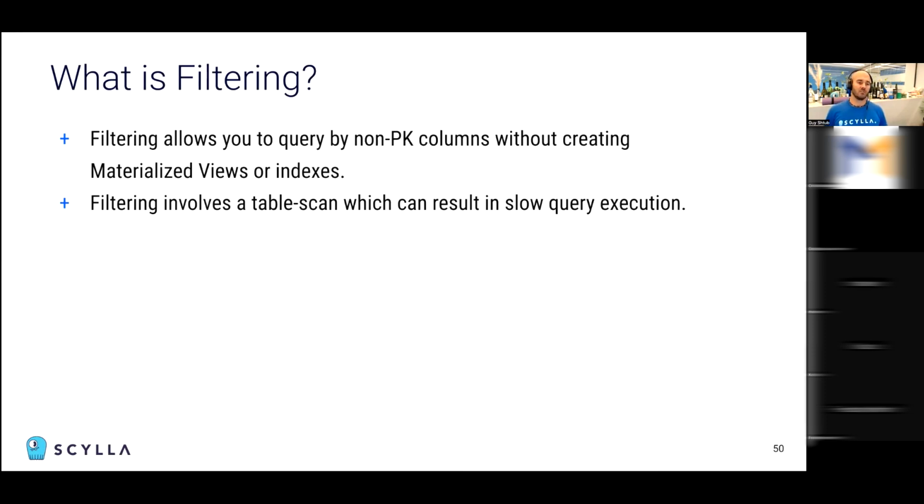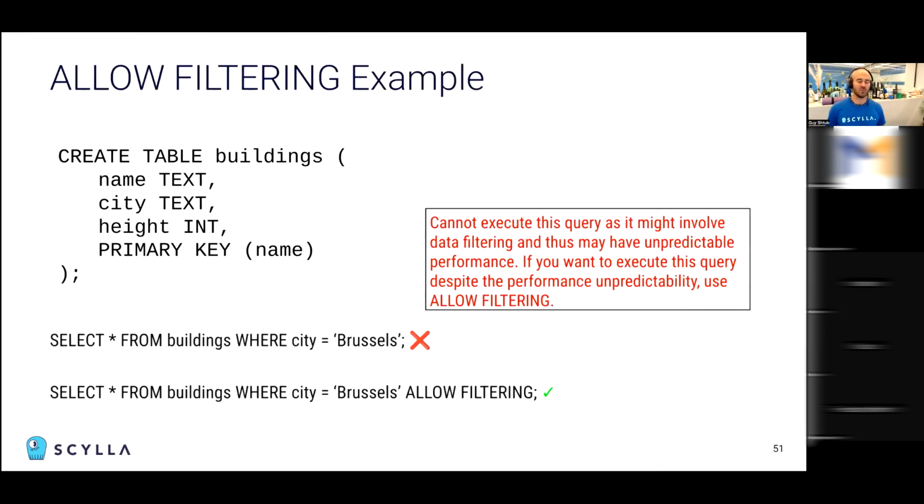Basically, allow filtering allows us to query by non-partition key columns without creating a materialized view or without creating an index. How is that done? Do we have some kind of magic here? The answer is no, we don't. It simply involves doing a full table scan, and that can be very painful in terms of performance. So let's see an example similar to what we saw before. We have a table called buildings with name, city, and height as the columns. The partition key is name.